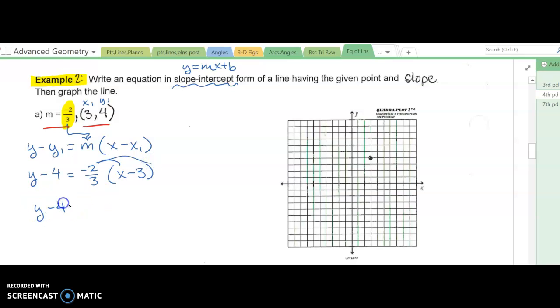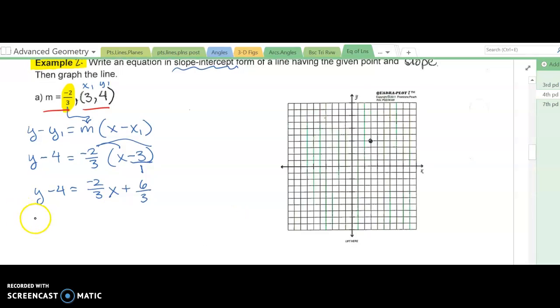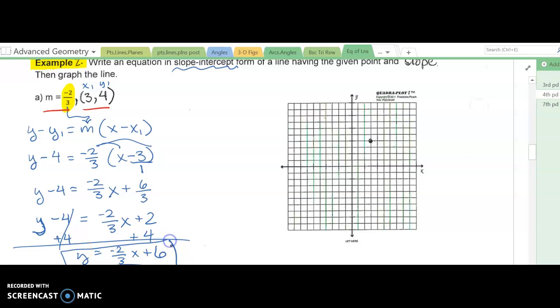So y minus 4 equals negative 2/3 x. Negative 2/3 times negative 3 over 1. We know tops times tops would be plus 6. Bottoms times bottoms would be positive 3 on the bottom. So y minus 4 equals negative 2/3 x, 3 goes into 6 2 times, positive 2. Then lastly, we add the 4 to get y completely by itself, and we get y equals negative 2/3 x plus 6. So now we have our equation written.